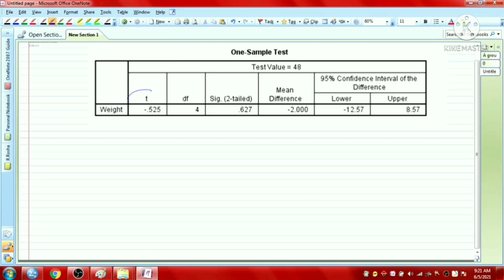Now table number 2, one sample test. First, the t value is given, same as our pen and paper calculations. T equals sample mean minus population mean divided by standard deviation over under root of number of observations, which comes out approximately equal to minus 0.525 by putting in all these values from our question. Then degree of freedom is again n minus 1, which means 5 minus 1 equals 4.